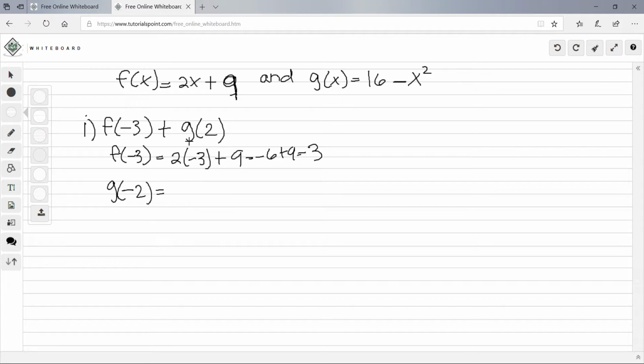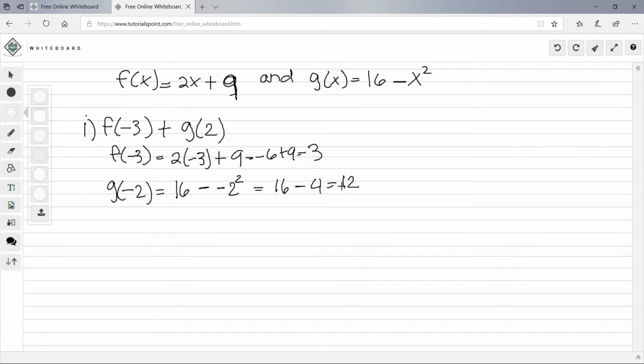G of 2 is, let's go back to this function, g of x. What you're doing is you're plugging negative 2 into the function. So wherever you see an x, you plug in negative 2. So it's 16 minus negative 2 squared. We know that negative 2 squared is positive 4, so it's 16 minus 4, which is just positive 12.